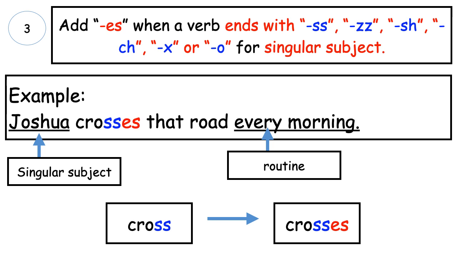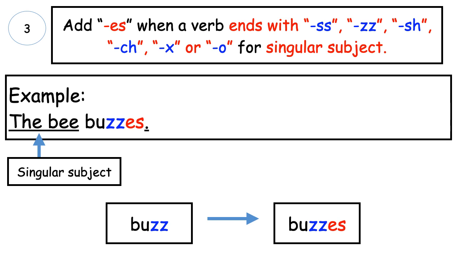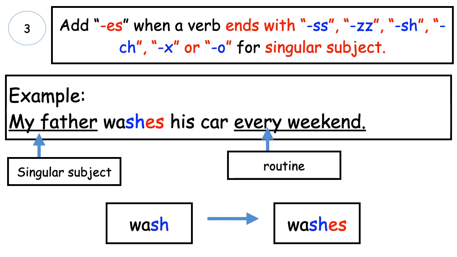Alright? Okay. The second example, the bee buzzes. So when a bee is a singular subject and the verb ends with ZZ, we have to add ES. Alright? Based on the third rule. My father washes his car every weekend. Every weekend here shows routines. So we look at the subject. The subject is my father. My father is a singular subject, satu.